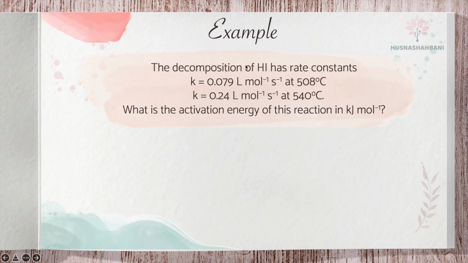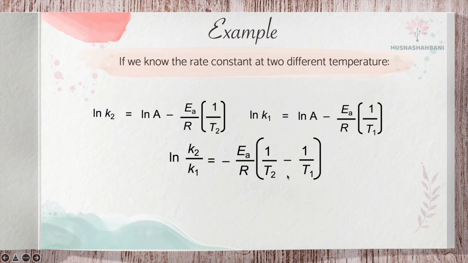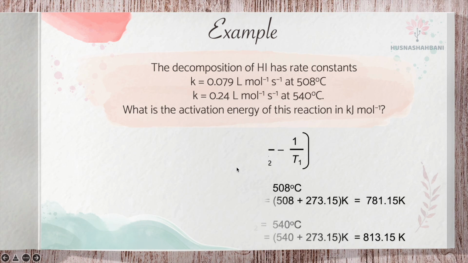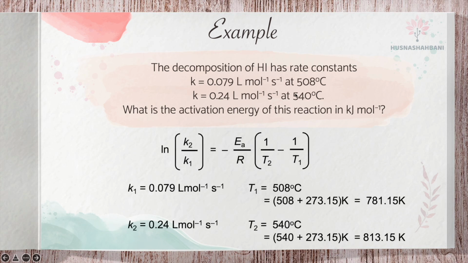Example, the decomposition of HI has rate constant. So now you have 2 rate constants and you have 2 different temperatures. What is the activation energy of this reaction in kilojoule per mole? So your activation energy answer must be in kilojoule per mole. You can use this equation because you can substitute 2 different rate constants and 2 different temperatures. When you use that, make sure to change the temperature from degrees Celsius to Kelvin first, and you get 781.15 Kelvin and 813.15 Kelvin.